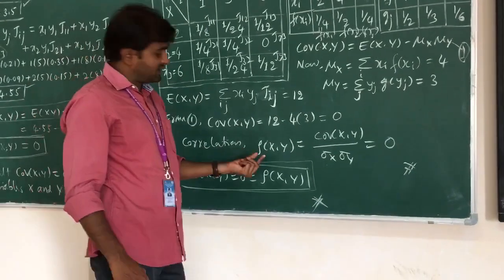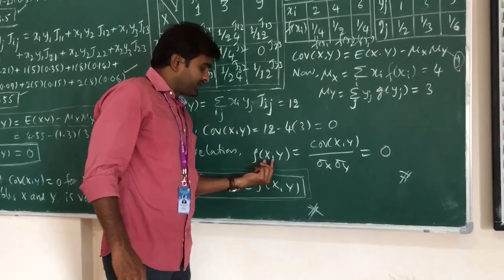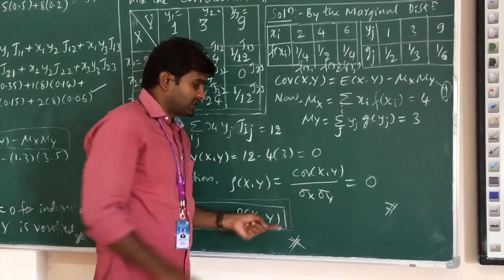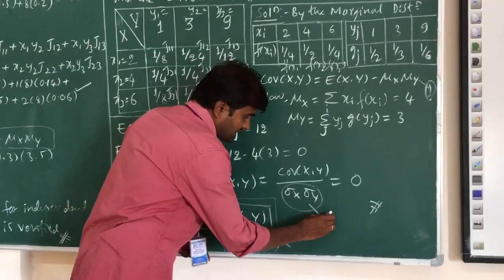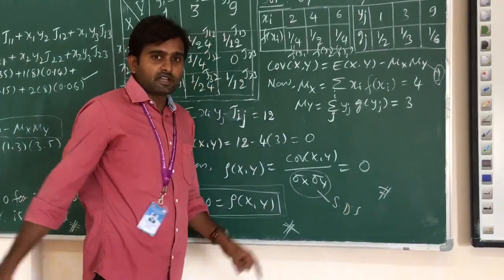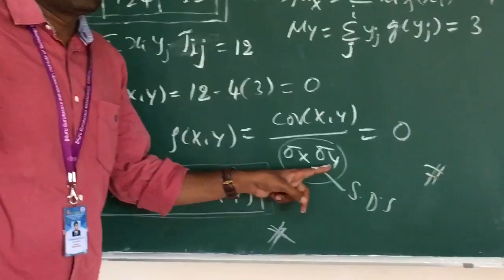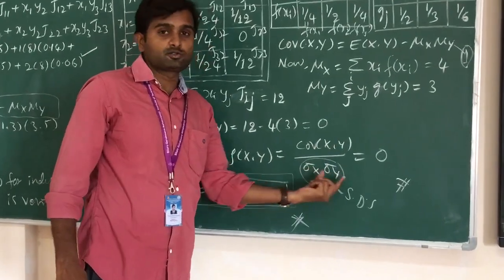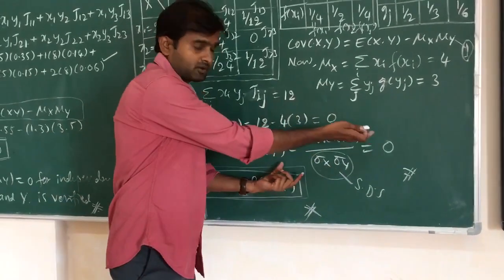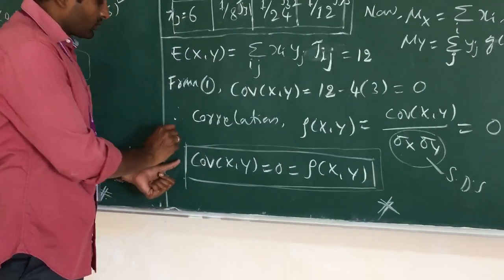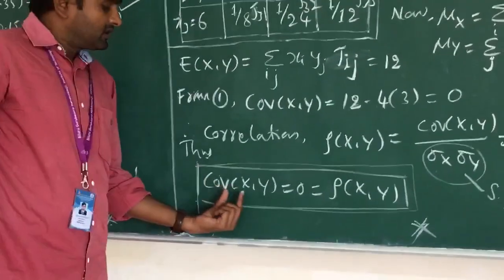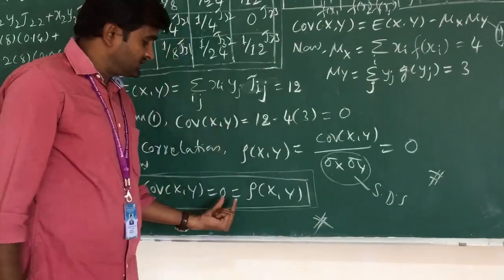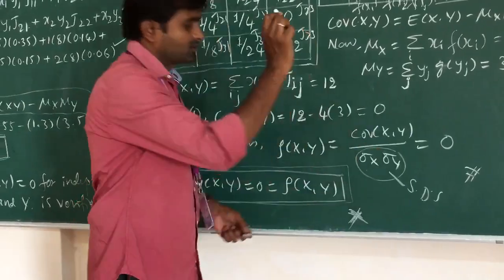Similarly, the correlation expression is rho of x comma y equal to covariance of xy divided by sigma x sigma y, which are the standard deviations of x and y. Anyway, the covariance is 0, so there is no need to find these two values. Thus the covariance of xy is 0, and automatically the correlation is also 0. This is the required solution of the given example.